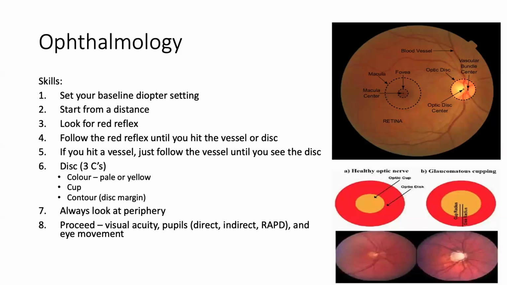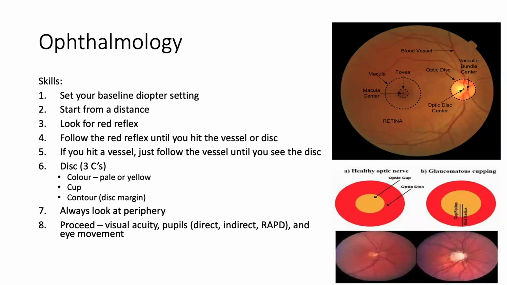You start from a distance, about half a meter away from the patient. The reason is that you want to look for the red reflex. A red reflex is basically a reflection of the light from your fundoscope off the back of the eye, and it gives you a red color reflex. You can see it from afar. Once you've seen where the red reflex is, just follow it until you hit the disc.